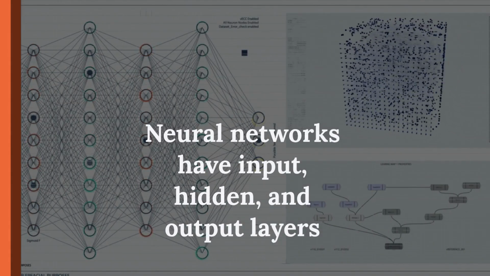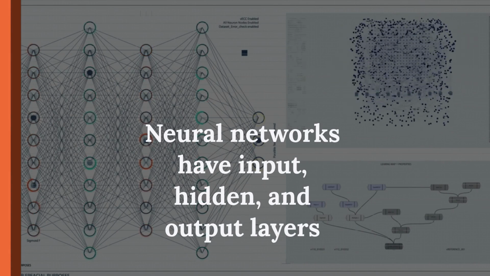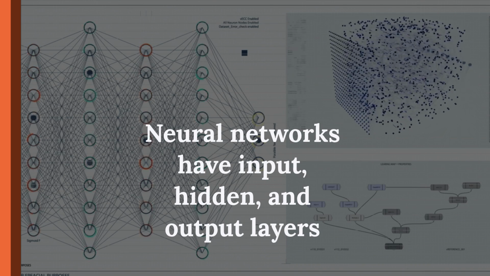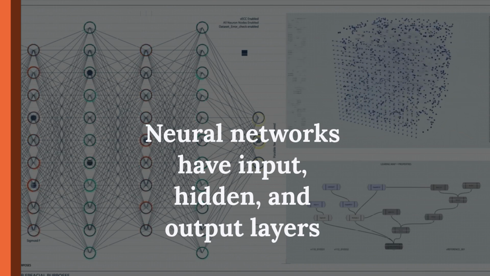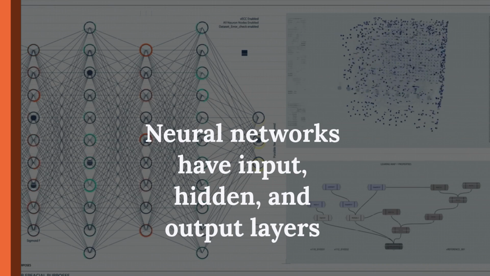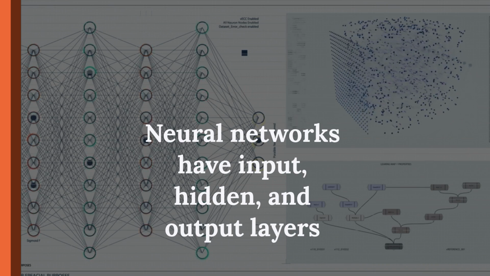A neural network is organized into layers: input, hidden, and output. Each layer's neurons connect to the next by weighted links. During forward propagation, data moves through these layers. Each neuron computes a weighted sum of inputs. Activation functions then produce outputs.